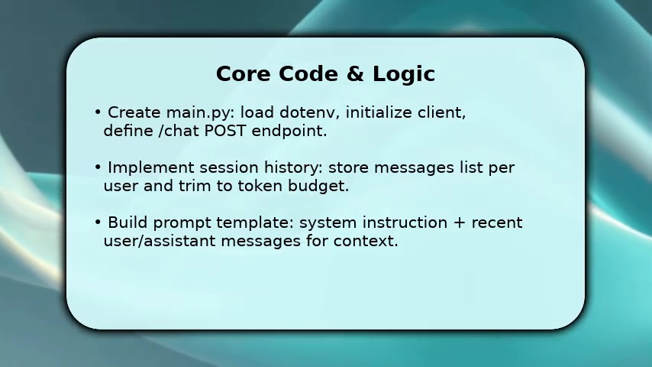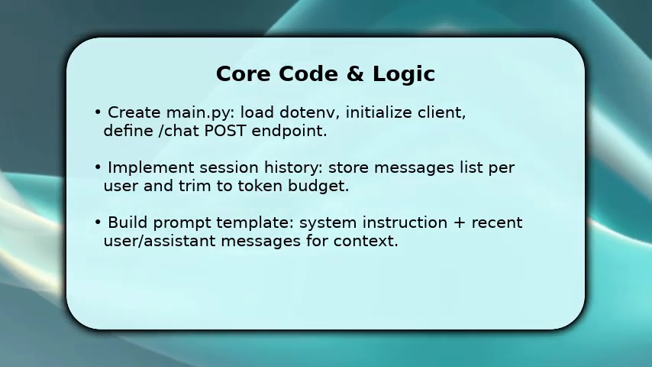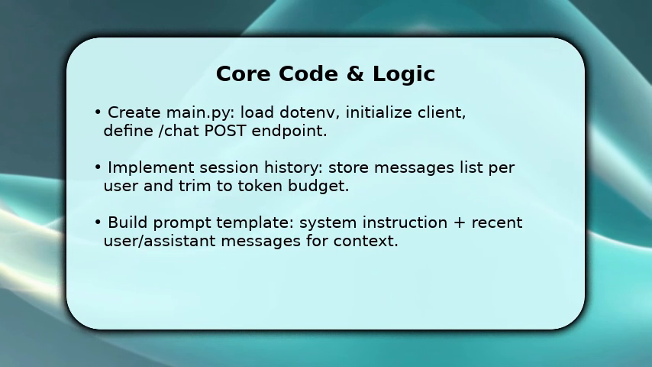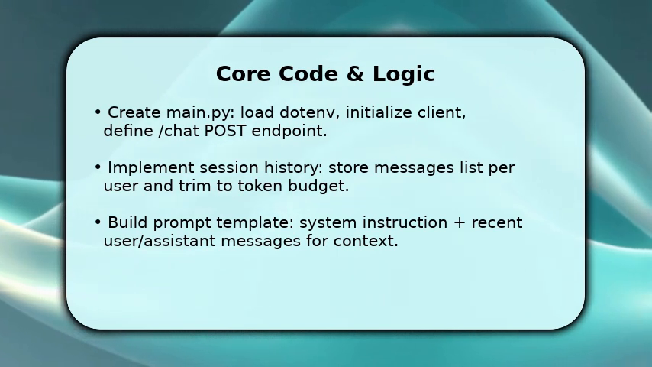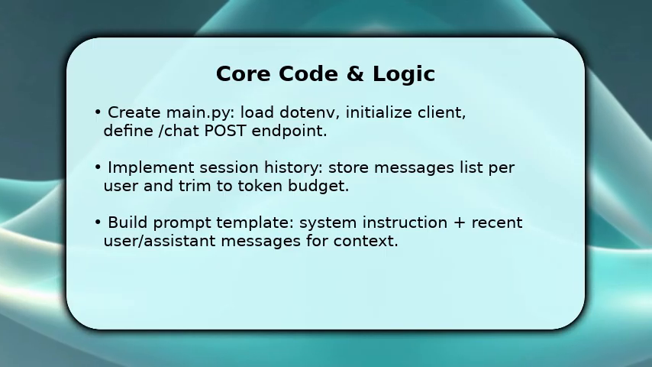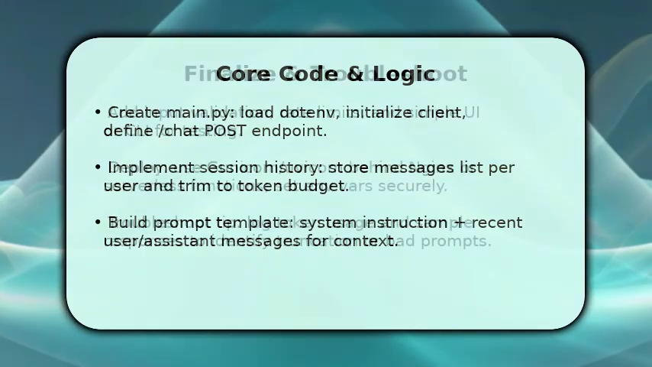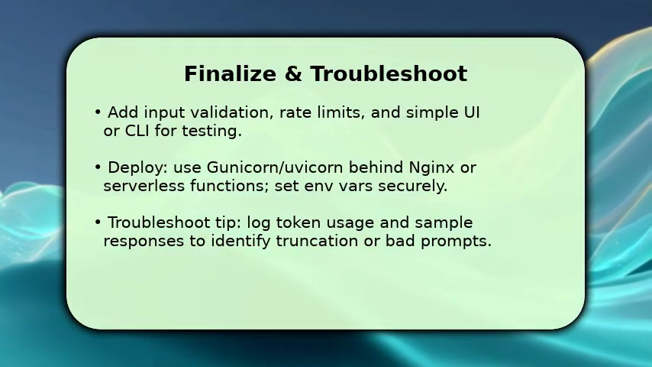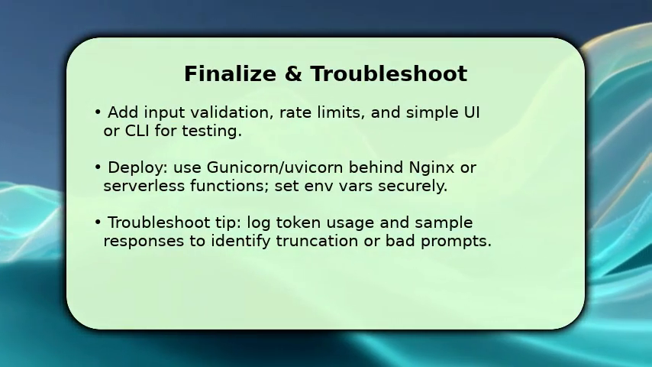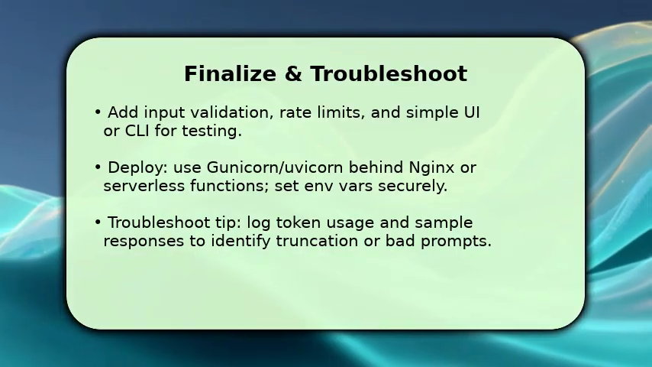Make sure to construct a prompt template combining a clear system instruction with the recent user and assistant messages so the model knows role and context. Test locally with curl or Postman to verify. Finish by adding validation, basic rate limiting, and a small UI or CLI so you can interact with the bot.